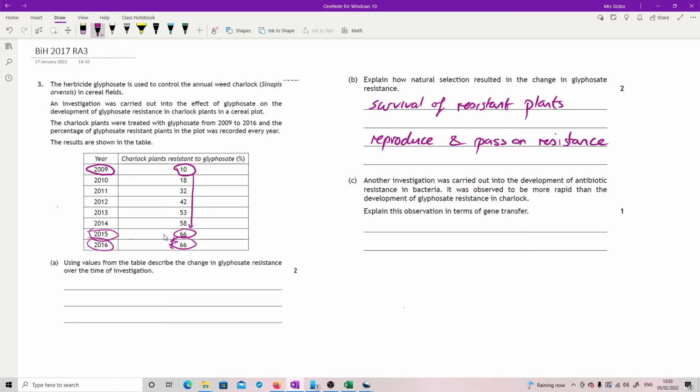Another investigation was carried out into the development of antibiotic resistance in bacteria. It was observed to be more rapid than the development of glyphosate resistance in charlock. Explain this observation in terms of gene transfer. Okay, so it has to be about gene transfer, because your other option, if they hadn't said it had to be gene transfer, was just saying that the life cycle of a bacteria is so much faster that you're going to get multiple generations in the time.